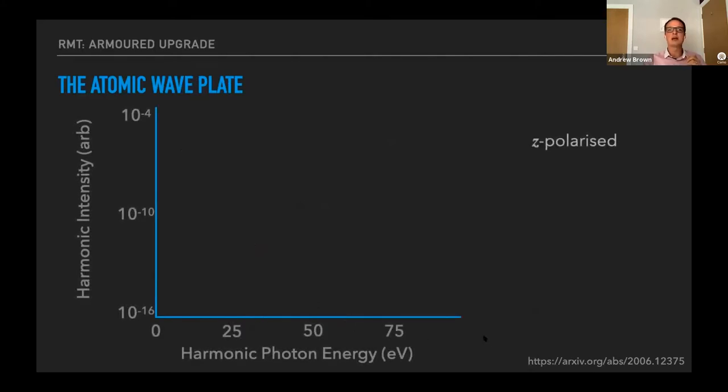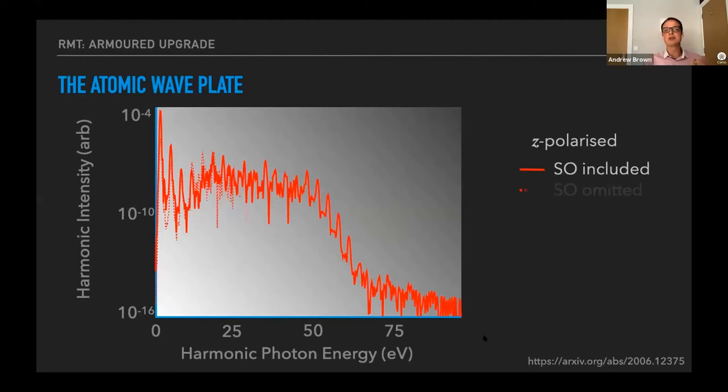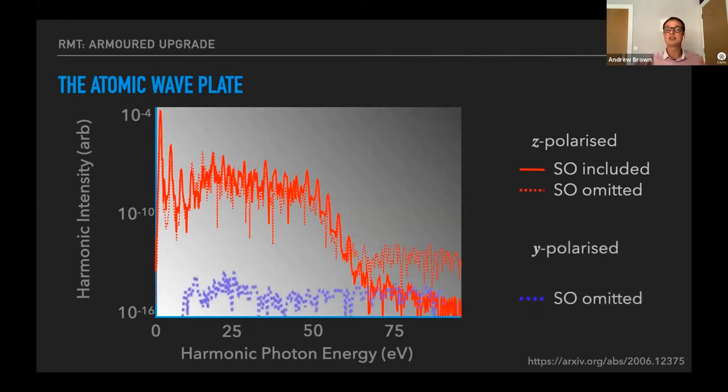In the Z-polarized harmonics, whether or not you include the spin-orbit interaction is irrelevant, really, because the states that you need for Z-polarized radiation are already populated. And so what you can see here is that these two spectra are fairly similar. In the Y-polarized case, if we don't have the spin-orbit interaction switched on, then we don't get any radiation in the Y direction because the necessary states aren't populated, and that's why this is all the way down in the noise here.